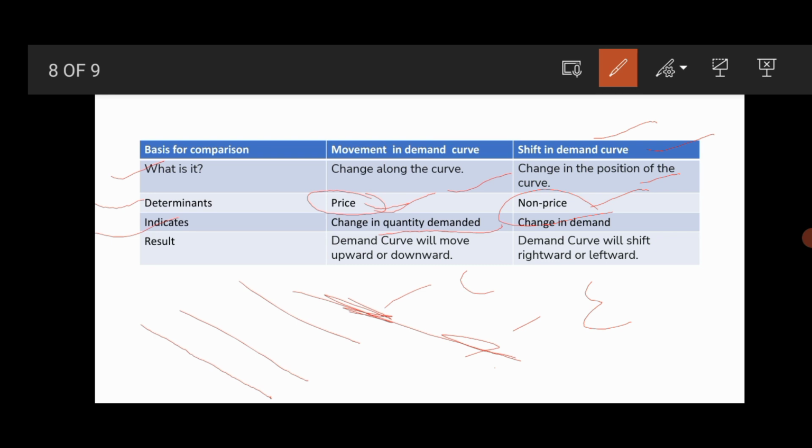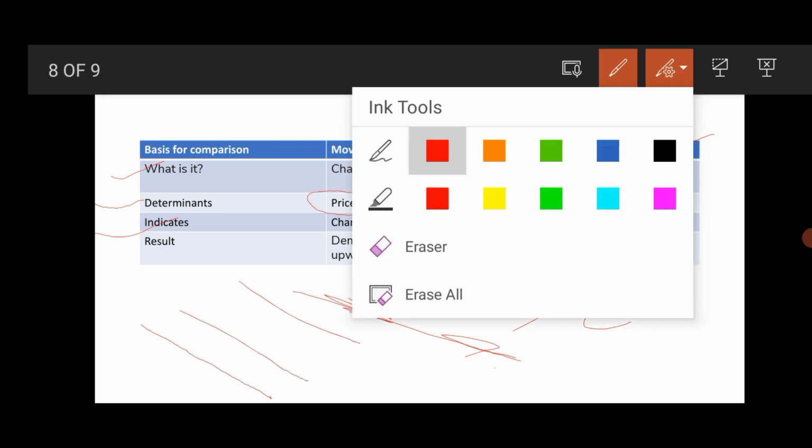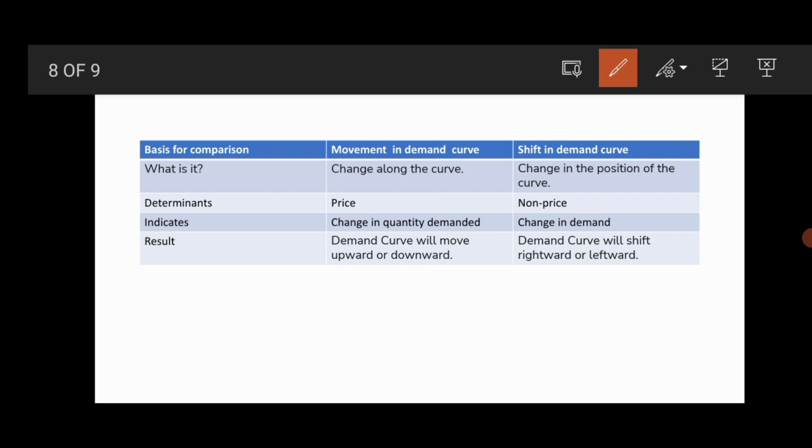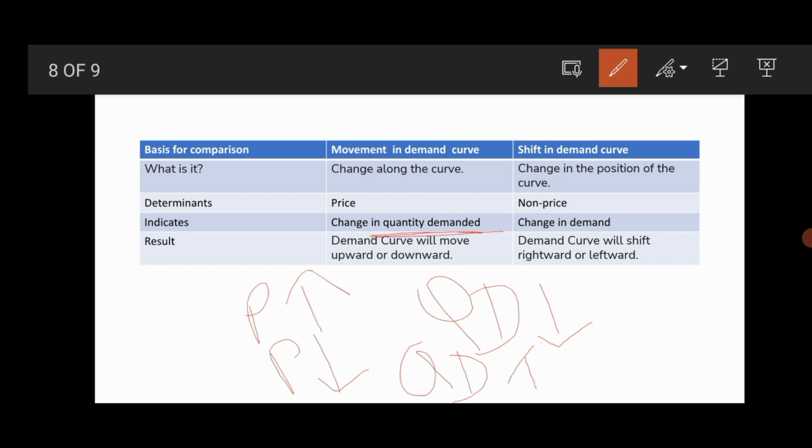What does it indicate? Change in quantity demanded. In case of movement in demand curve, we are going to explain only one thing, that is the changes which occur in the quantity demanded. For example, the price increases. At that time a person will demand the same commodity, but he will demand less of it. When price reduces, the person demands the same commodity, but the quantity demanded will be more. That is explained in movement in demand curve.